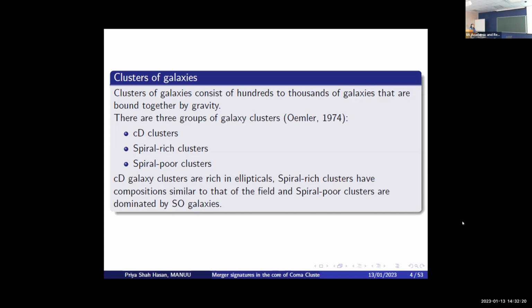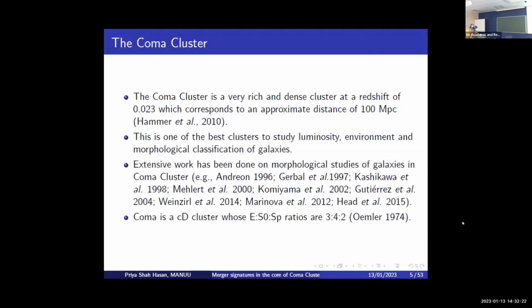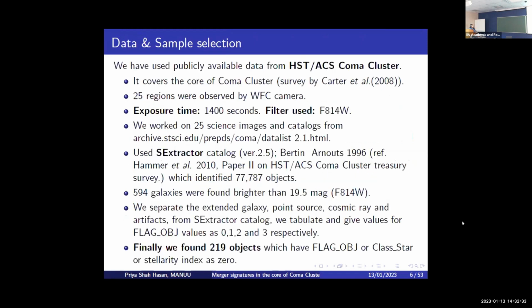Essentially we are quantifying galaxy morphology using various parameters, for this cluster of galaxies. There are various kinds of clusters of galaxies. The one that we are talking about is Coma Cluster, which is at a redshift of only 0.023. It has a distance of about 100 megaparsecs, and there are various reasons why Coma Cluster is an interesting cluster to study. I won't go into the details, but what we basically used was HST data from the ACS Coma survey, and essentially there were 25 regions observed by the camera with an exposure time of 1400 seconds in 2 bands.